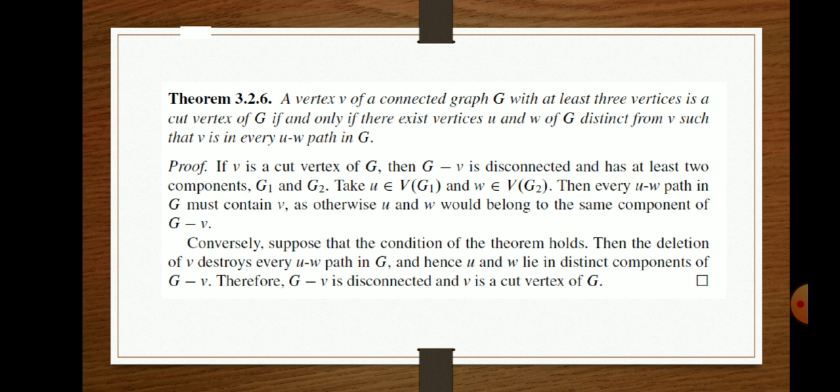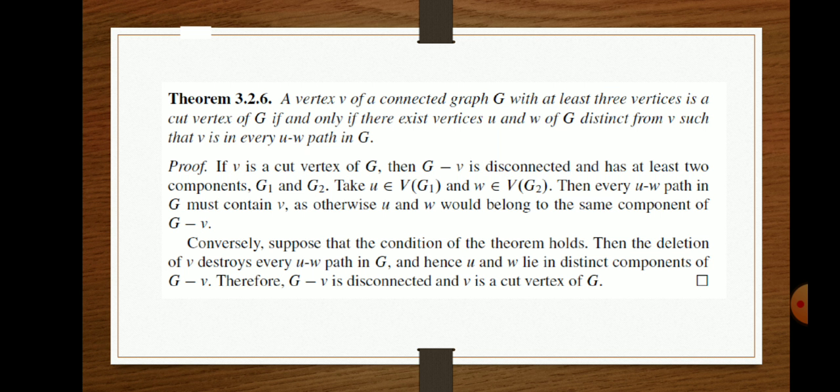Just by taking u belonging to the vertex set of the first component G1 and w belonging to the vertex set of the second component G2, every u-w path in G must contain v, or otherwise u and w would belong to the same component of G minus v. Because G minus v is a disconnected graph, v must be in every u-w path.